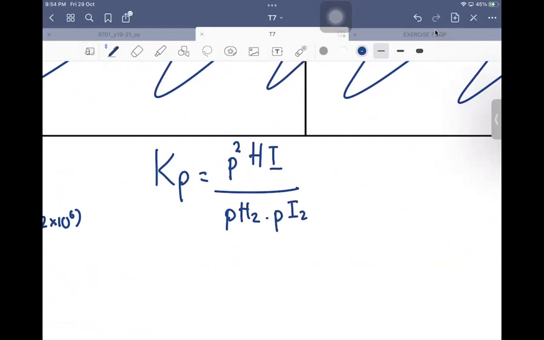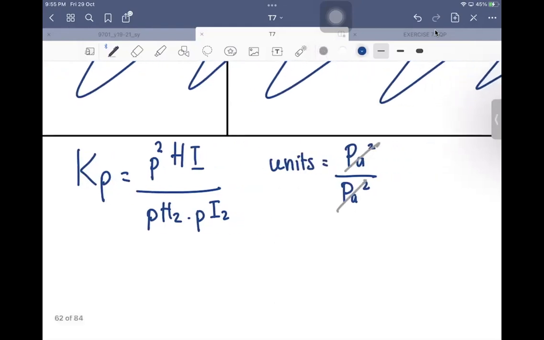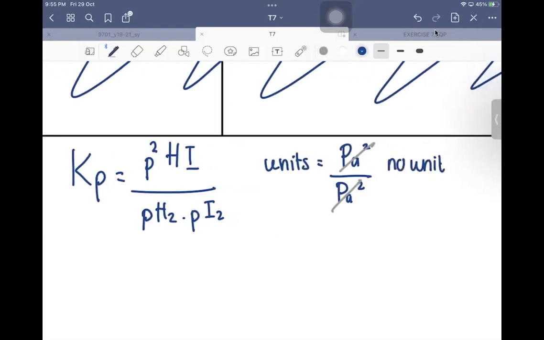Okay, and then you work out the numerical units. Top expression, Pa squared, bottom expression, also Pa squared, okay? Pa times Pa is just Pa squared, and they cancel out. So there is no unit for this Kp.